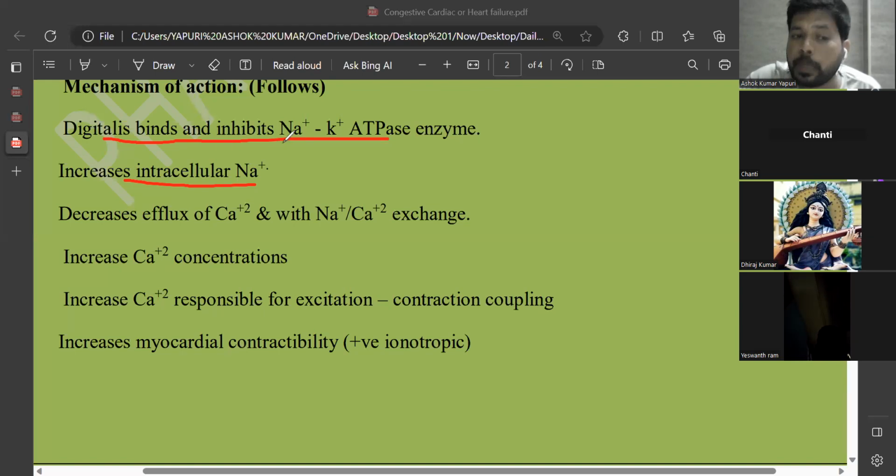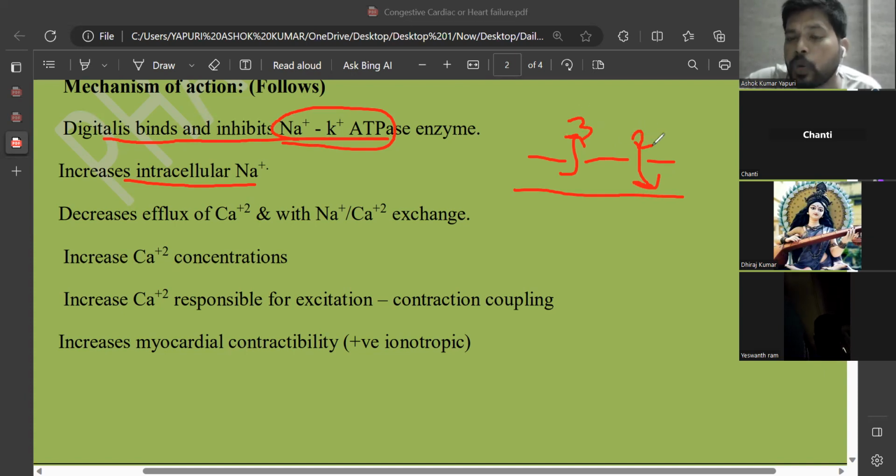So what is happening is that it binds to and inhibits the sodium potassium ATPase enzyme. Generally, if the sodium potassium ATPase enzyme is in its active position, what happens? The sodium goes out and the potassium comes inside. So 3 molecules of sodium go outside and 2 molecules of potassium come inside. But here, what is the drug doing? It inhibits the sodium potassium ATPase enzyme. So here sodium comes inside and potassium goes outside.